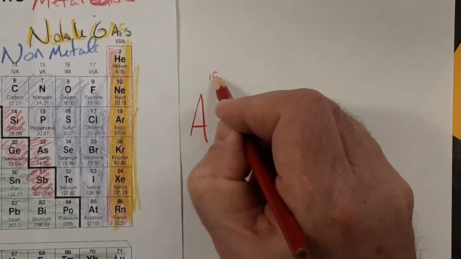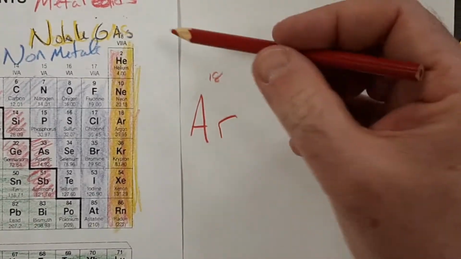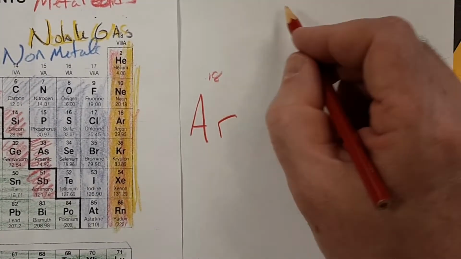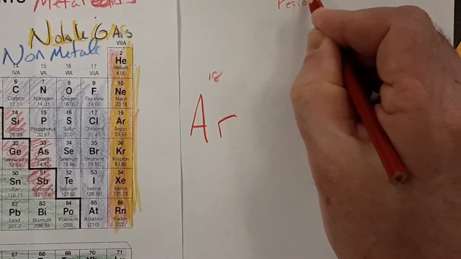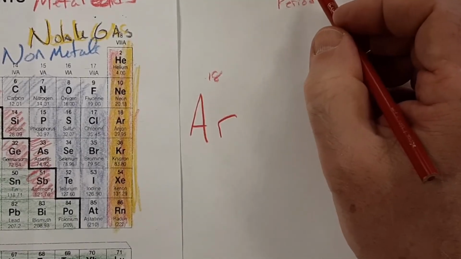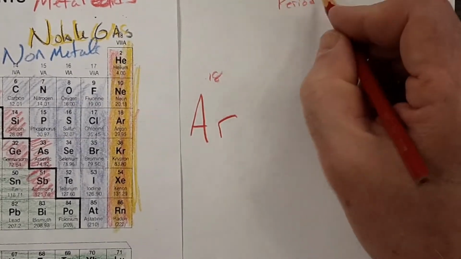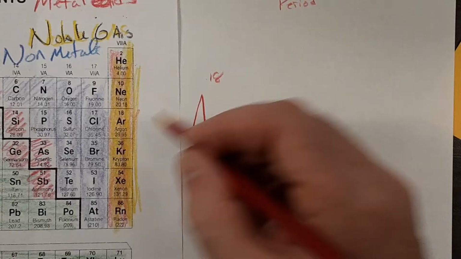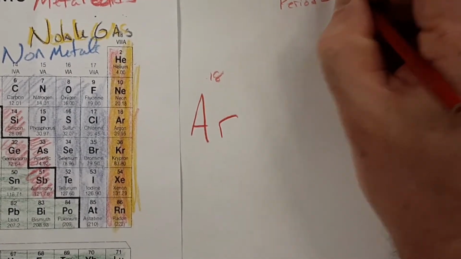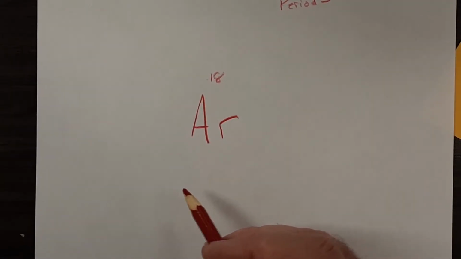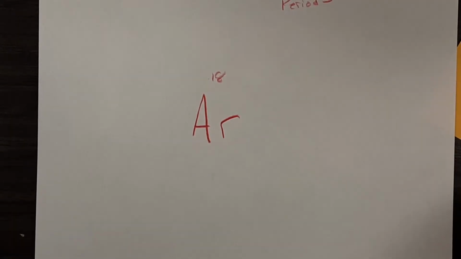It's element number 18. It just so happens that it is in, oops, sorry, not period 18, group 18. It's in period 1, 2, 3. Group 18, period 3. It's a noble gas, so it has something special going on. I'm going to show you what that special is.